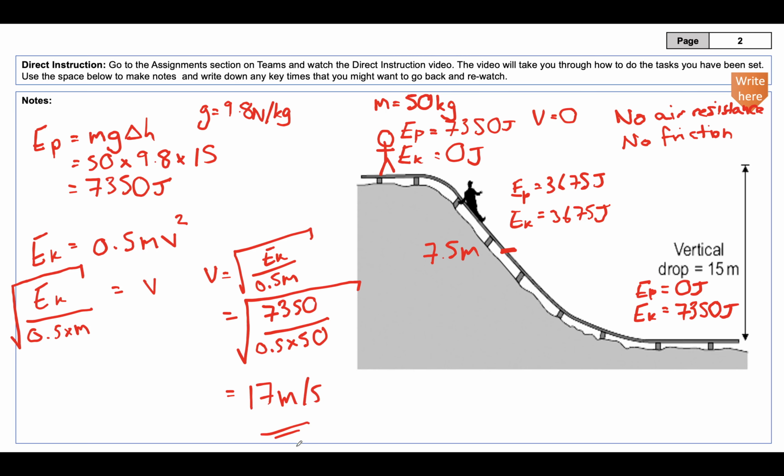So key points to remember here are that when you're at the top of a hill or when you're on the top of something, you can work out your potential energy by using mass times gravity times the height. If you're stationary at the top of something, your kinetic energy is going to be 0. As you start moving down the slope, your potential energy is converted into kinetic energy. When you finally get down to the bottom, you're going to be left with no potential energy, and it's all going to have been converted into kinetic energy, assuming no air resistance and no friction. So if we had 7,350 potential at the top, we're going to have 7,350 kinetic at the bottom.